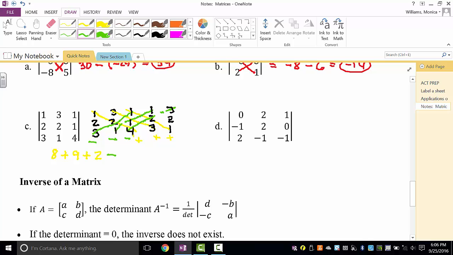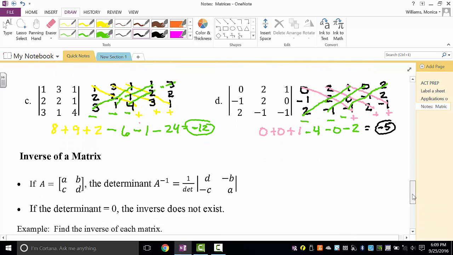You subtract these diagonals. 3 times 2 times 1, 6. Minus 1 times 1 times 1. Minus 4 times 2 times 3. And simplify, and you end up with the determinant being negative 12. Pause the video and try D.